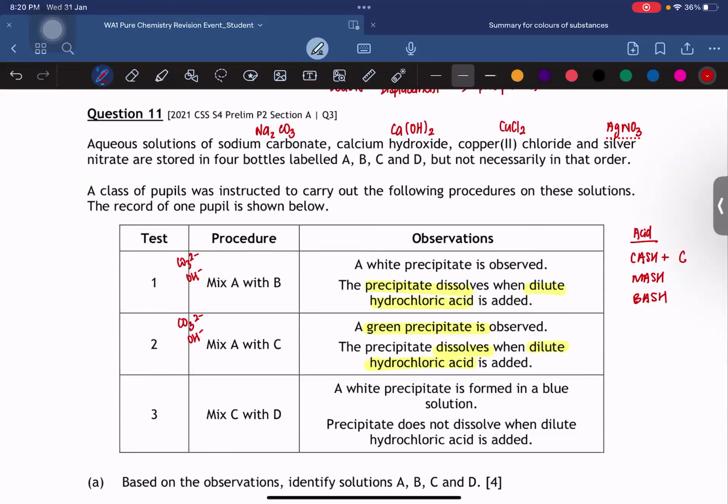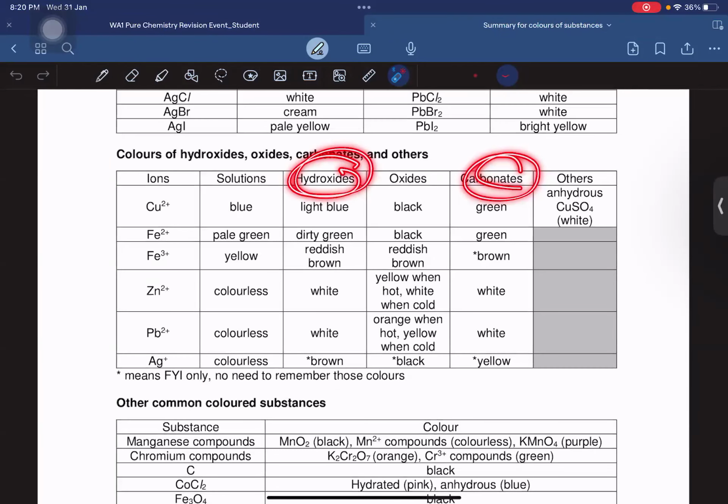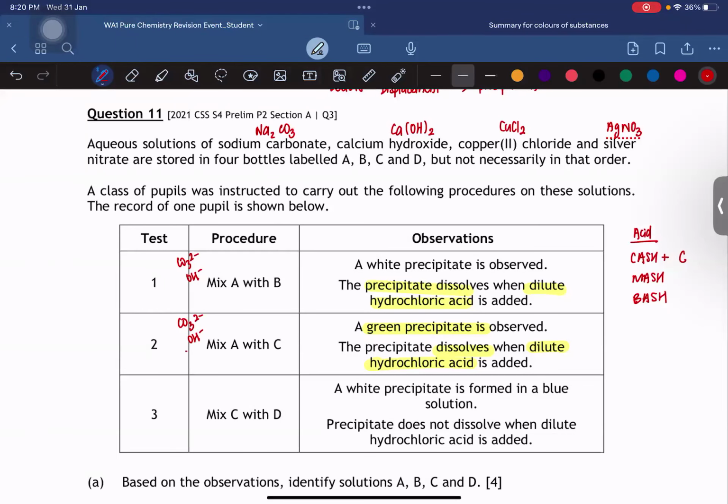Wait, let me repeat myself. Your green precipitate has to either be what? Carbonate or hydroxide. The only hydroxides and carbonates that you know that are green in color are iron(II) hydroxide or iron(II) carbonate. That's one, correct? But there is no iron in this question here, so scrap that. Which means, what are the only carbonates and hydroxides that are green? You are left with copper, correct? Which means to say, inside this solution here, there is copper as well.